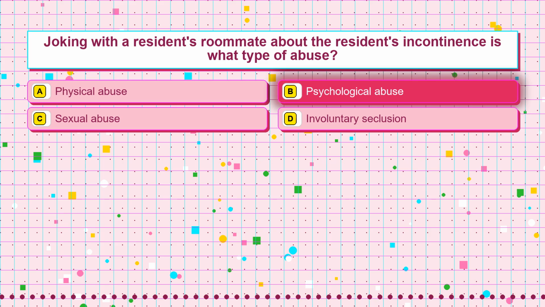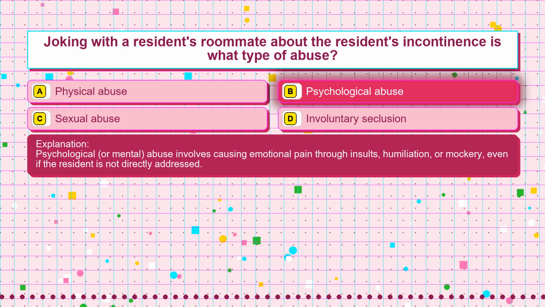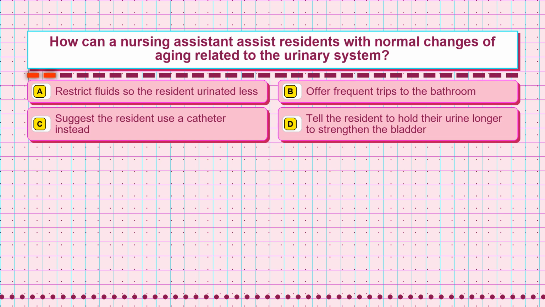The correct answer is option B, psychological abuse. Psychological, or mental, abuse involves causing emotional pain through insults, humiliation, or mockery, even if the resident is not directly addressed. Question 30. How can a nursing assistant assist residents with normal changes of aging related to the urinary system?